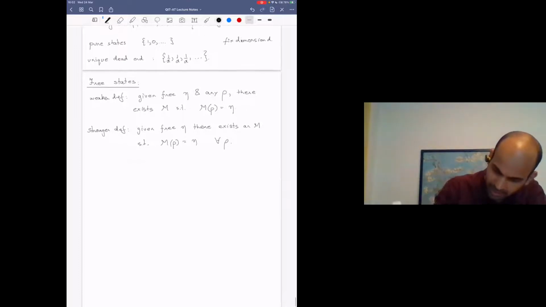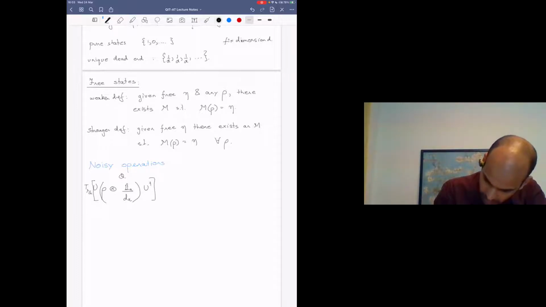Now, an example for this, and this is where we go now to noisy operations. So remember, the quantum version of noisy operations was you take rho, you tensor it with the maximally mixed state, let's say A on dA, you do any unitary on it, and then you trace over some part of the Hilbert space. And the classical version of it was very similar.